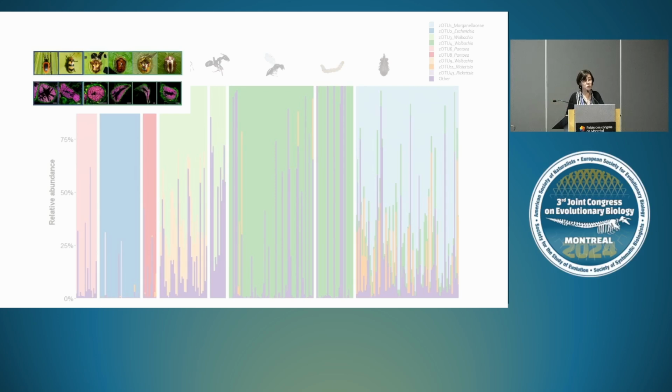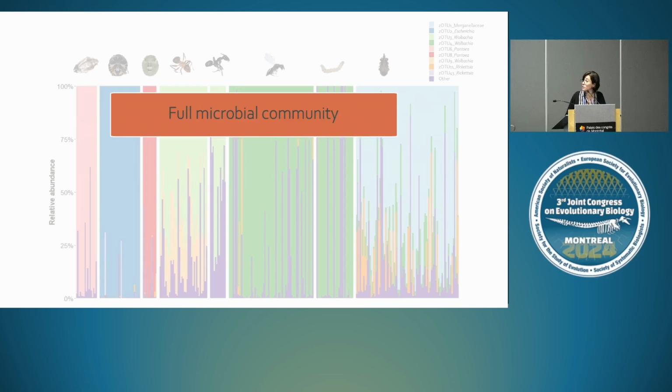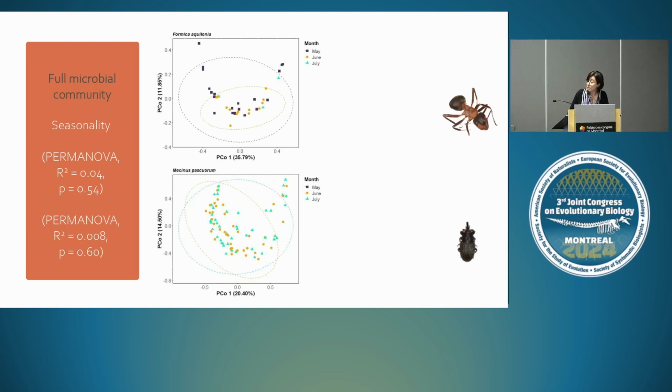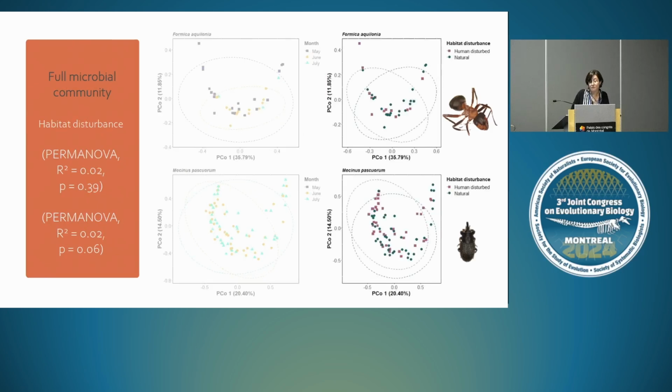And we also have 2 ways of looking at this data. The first one is looking at the full microbiota study, and here we actually didn't find an effect of seasonality for neither the Formica aquilonia or Mecinus pascuorum. And also we didn't find an effect of habitat disturbance in the microbiota composition for neither of those species.